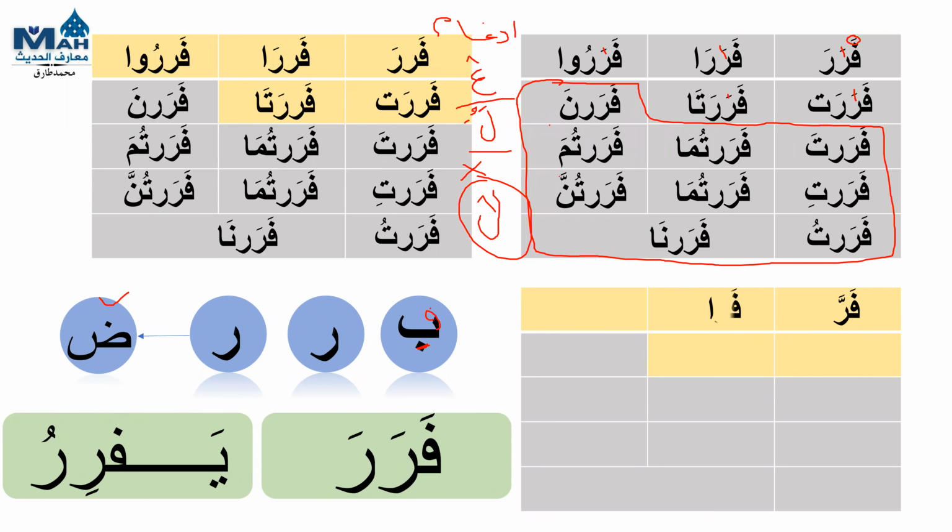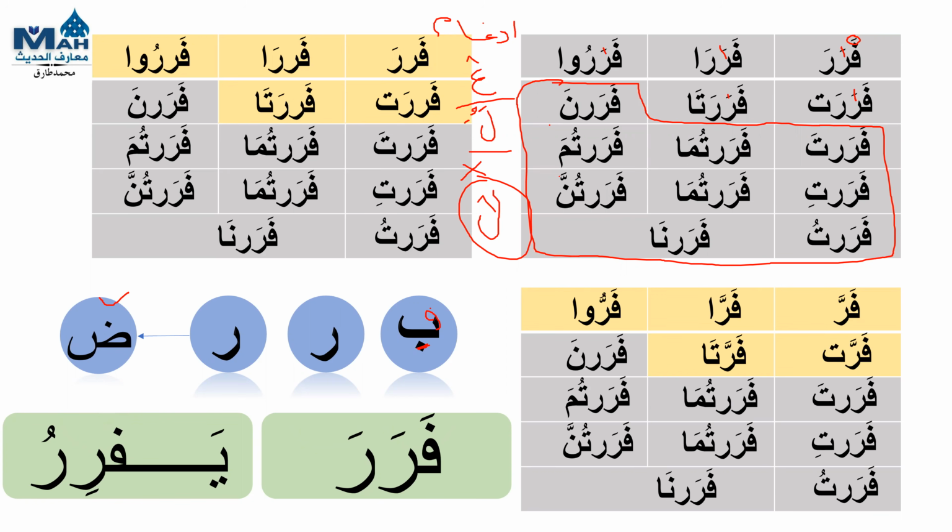Farra, farra, farru, farrat, farrata, farrarna. Very good. Continue till the end. Okay. Farar, fararta, farartuma, farartum, fararti, farartuma, farartunna, farartu, fararna. Very good. Farar to fararna. It means to flee. So he fled, she fled, I fled, and so on.